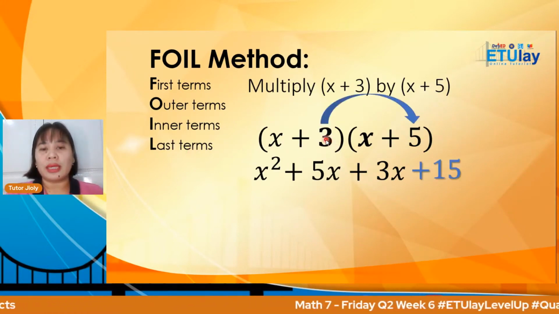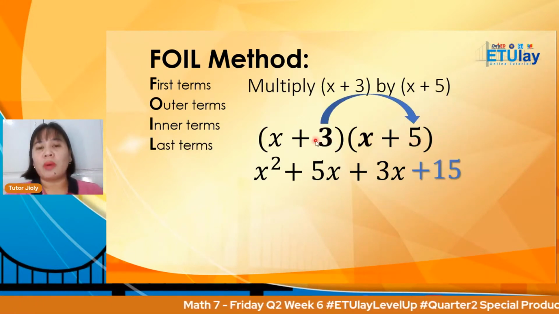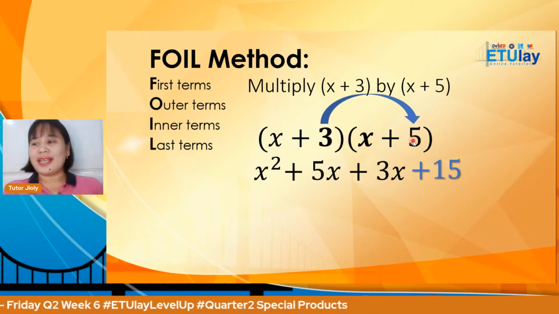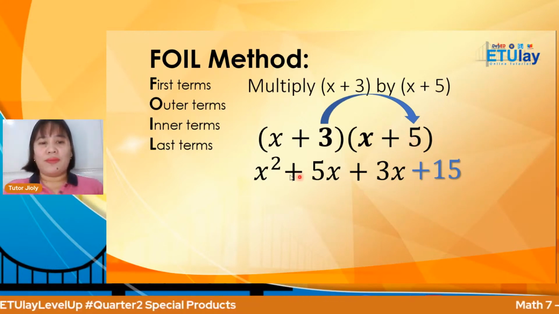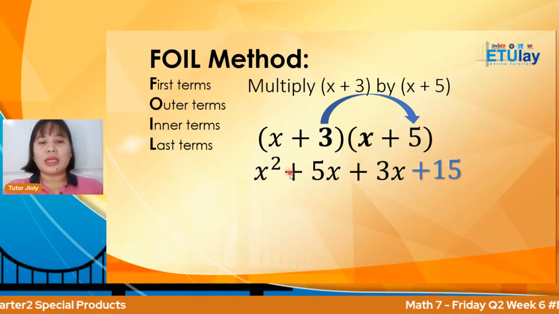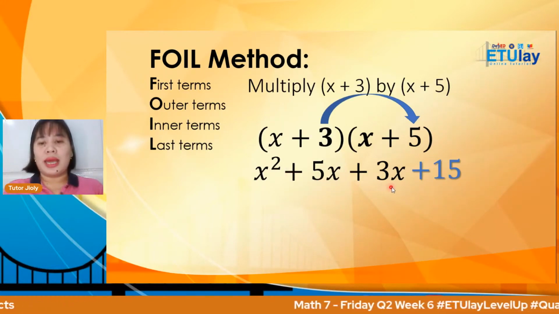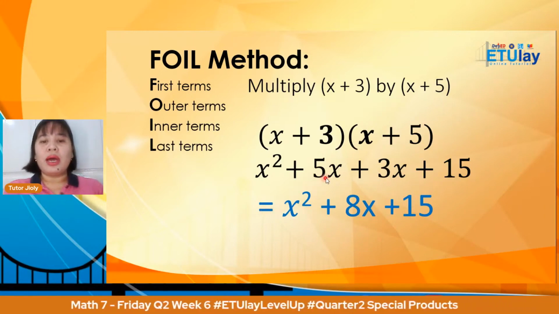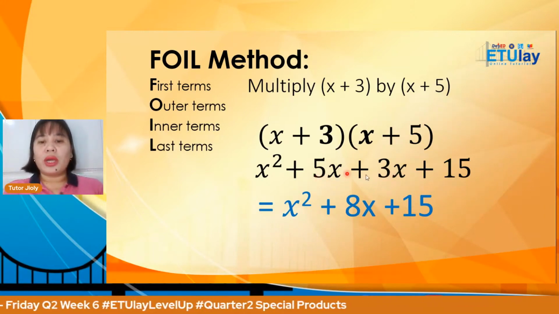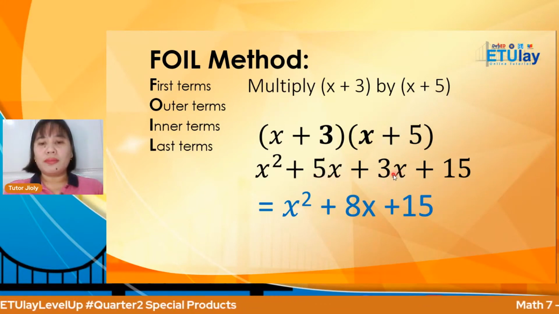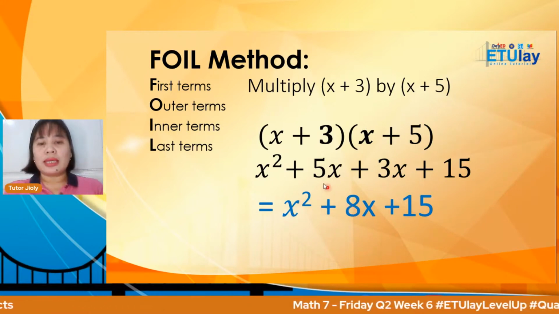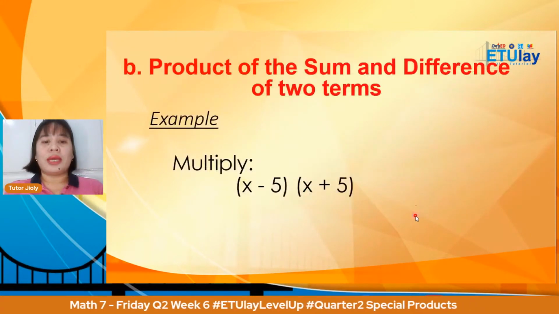Okay, so our last terms are 3 and 5. We just multiply them, so we have 3 times 5, that is positive 15. Now we have x raised to 2 plus 5x plus 3x plus 15. So our answer now, we're going to combine like terms. We just add them, so x raised to 2 plus 8x, because 5x plus 3x is 8x, plus 15.